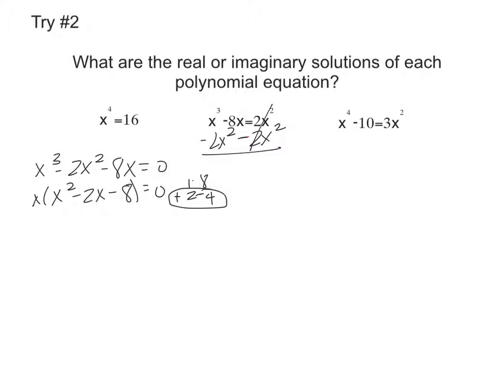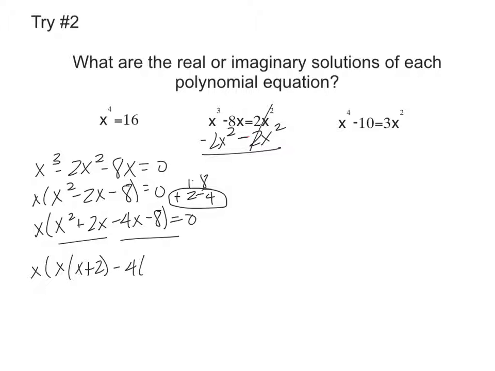So if I keep going, that would be x squared plus 2x minus 4x minus 8 equal to 0. Group and group. Take out an x, I'm left with x plus 2. Take out a negative 4, I'm still left with x plus 2. So that's x minus 4, x plus 2.